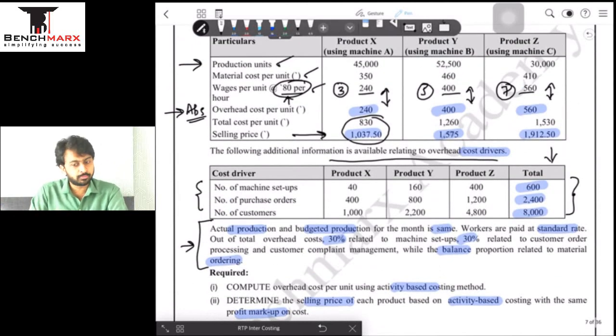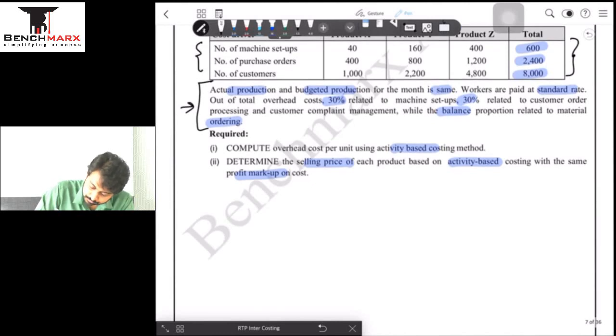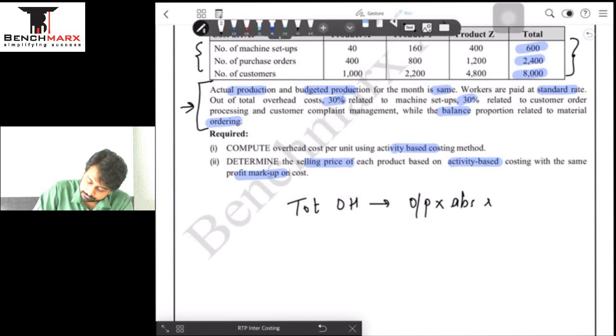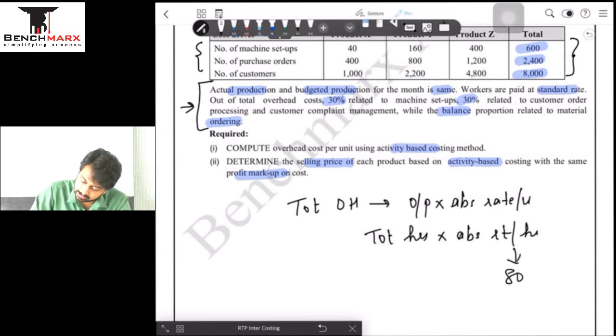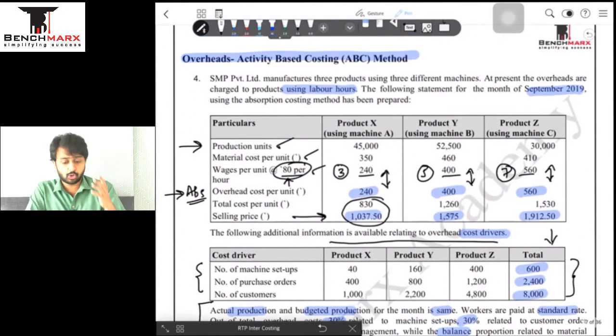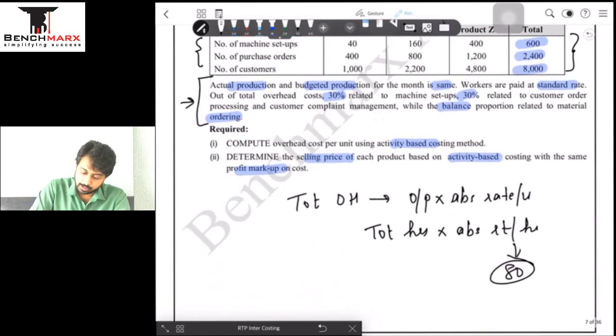The only thing we start from is to find the total overheads, and that is going to be found out by using the output into absorption rate per unit, or I would say total hours into absorption rate per hour, which is nothing but 80. Where did this 80 come from? I have already explained earlier. If my overheads and labor cost are the same and the hours are also the same for both the situations, which means the absorption rate of 80 also has to be the same, because 80 is the rate of wages per hour. So the first working note is going to be computation of total overhead.